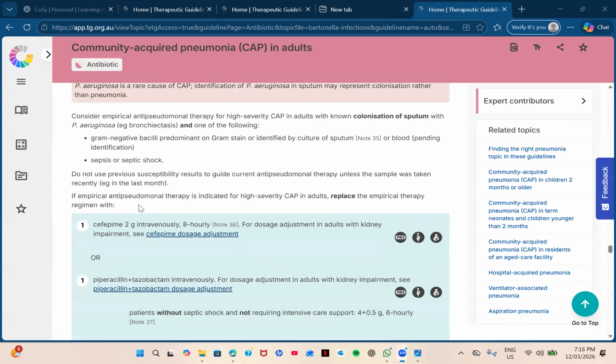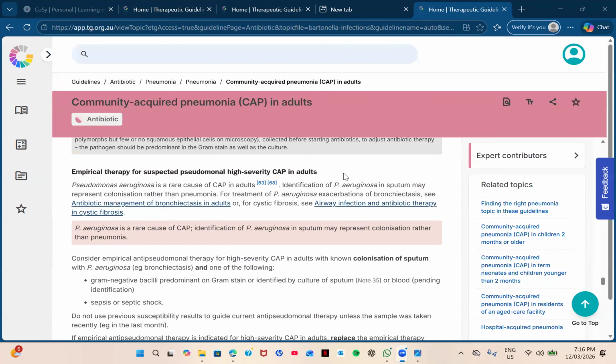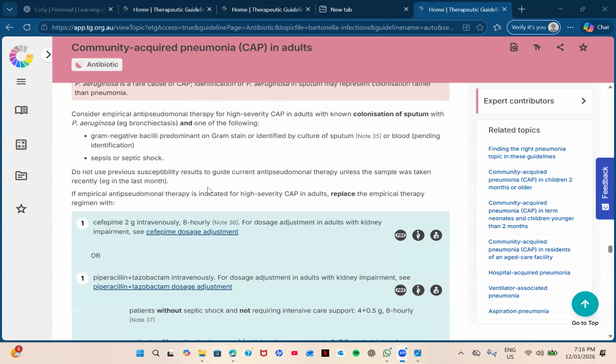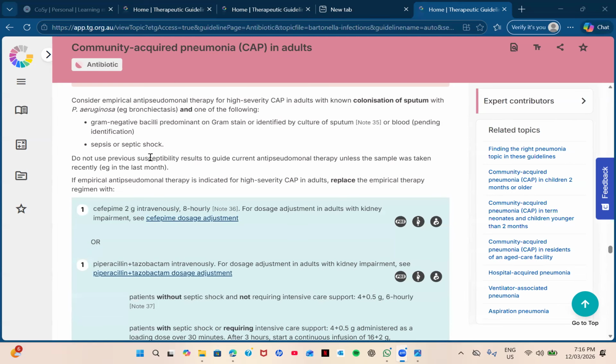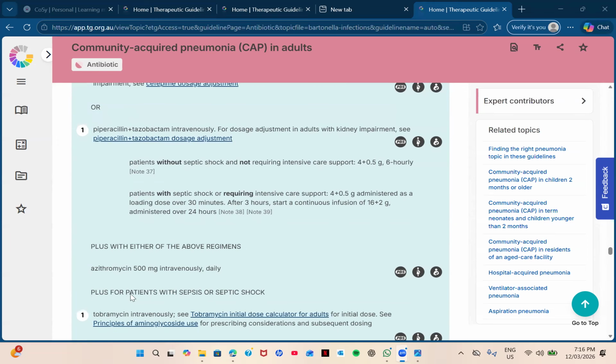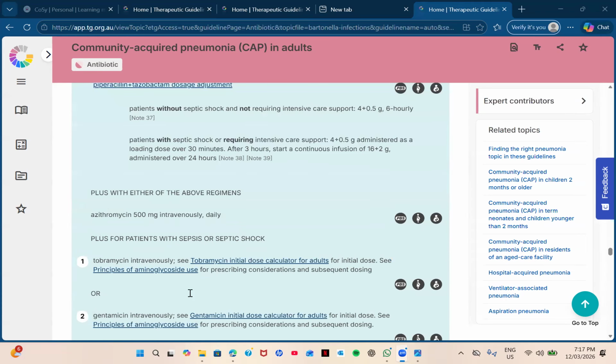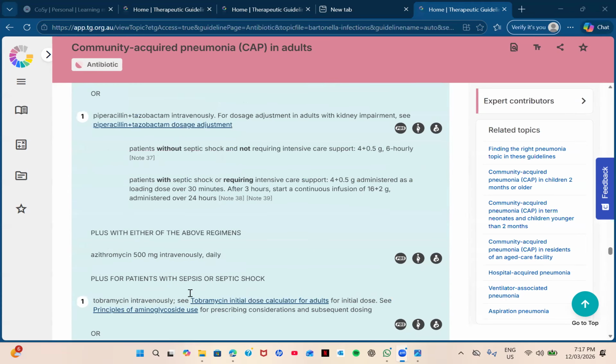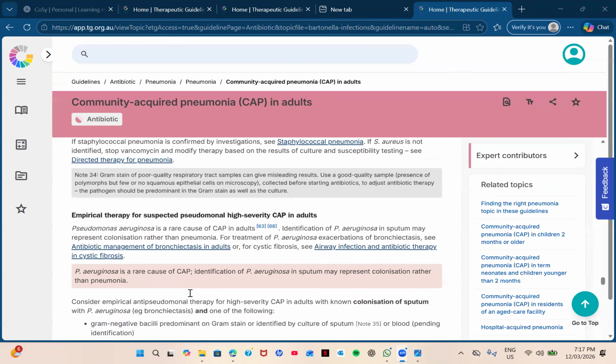Yeah, empirical therapy here for high severity CAP in adults suspecting Pseudomonas aeruginosa, right? Okay, in this case, this is a gram negative bacilli predominant on gram stain or identified culture sputum. So it's a gram negative bacilli, right? Gram negative bacilli. So in this case, we can add cefepime or pip-taz plus azithromycin plus tobramycin or gentamicin. Hope you understand it.